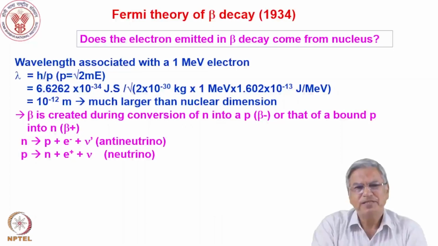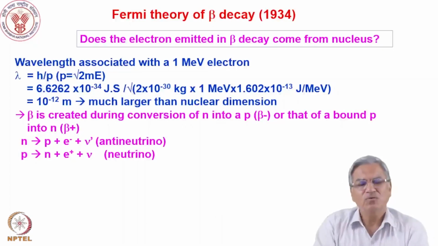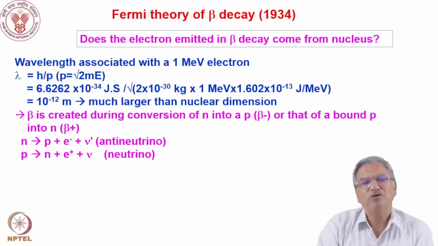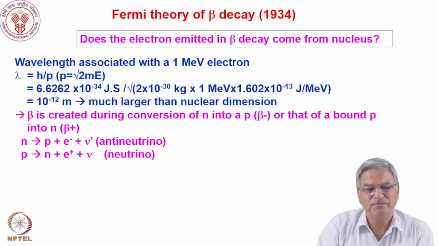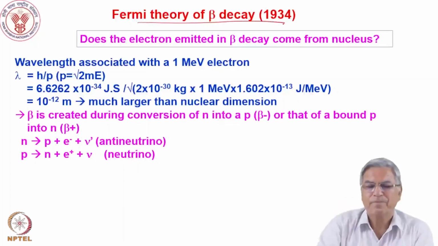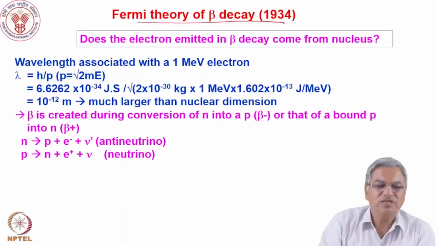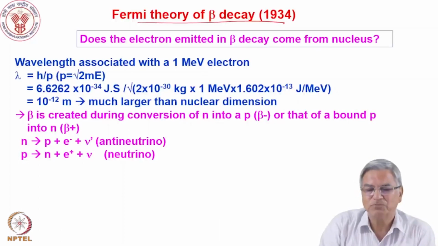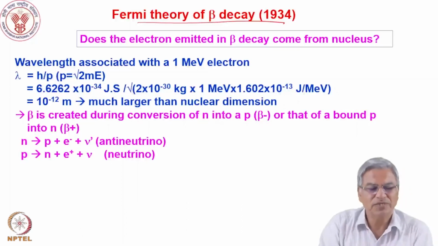So we can explain the energetics. Now let us see how to explain the decay constant. The theory of the beta decay was in fact given by Enrico Fermi in 1934. And the first question that comes to mind is whether this electron that is emitted comes from the nucleus, or how it comes. So that is the question.